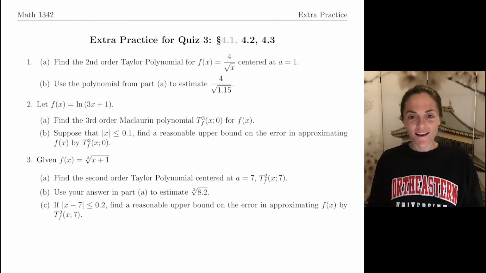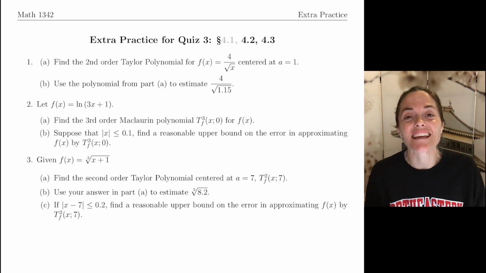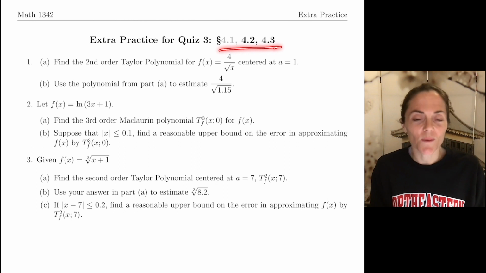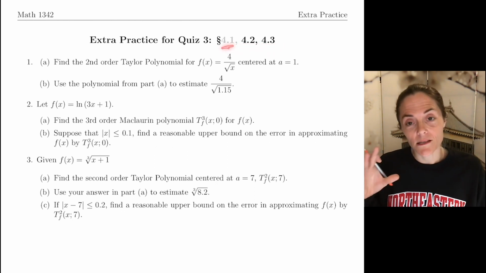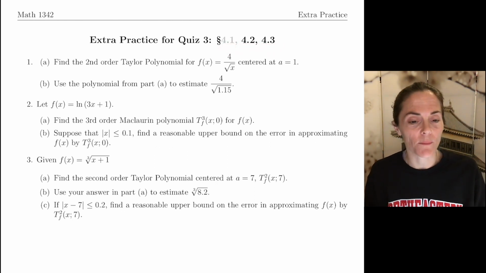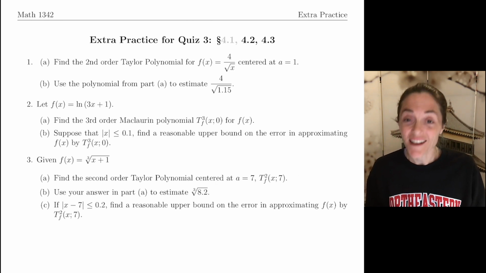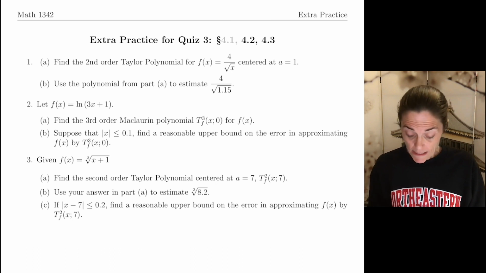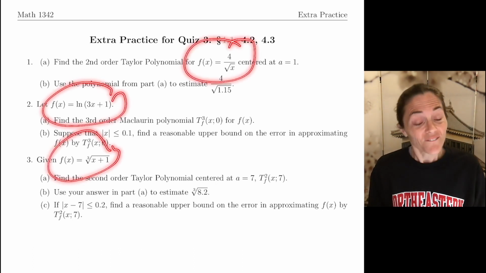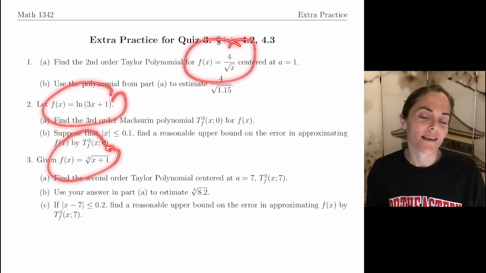This is extra practice for quiz 3. And here are the sections for quiz 3. It's Taylor polynomials and error and approximation. I have this 4-1 slightly lightened because I don't have a problem specifically from that on this review. But if you recall from that section, it's the same kind of calculation, just the function would be a polynomial itself.